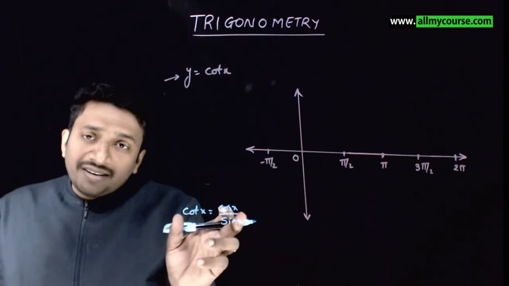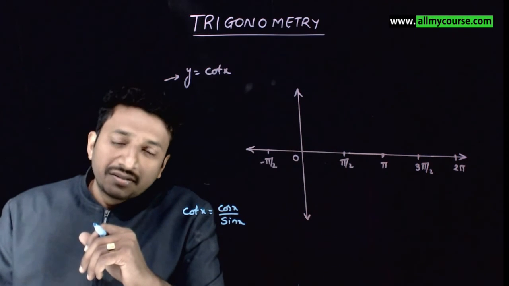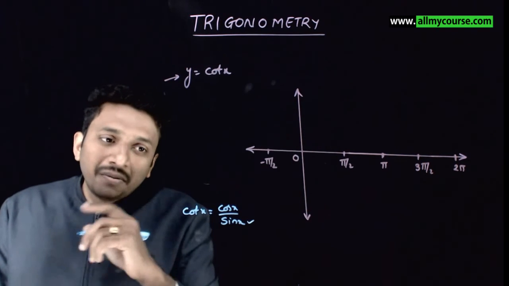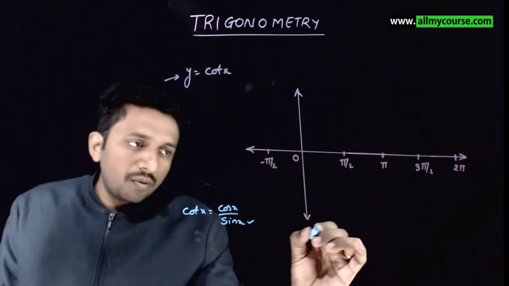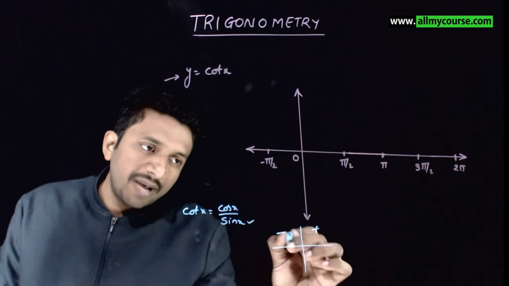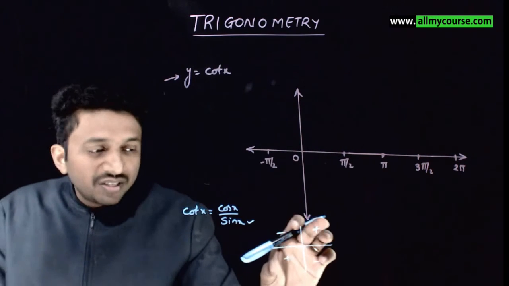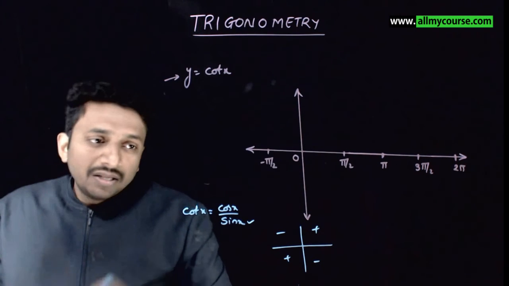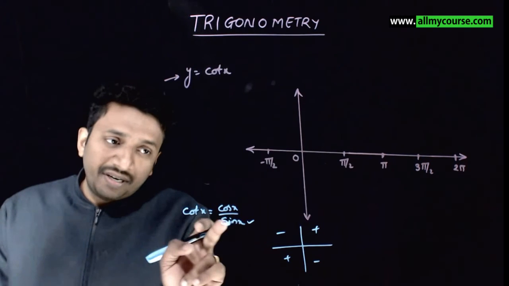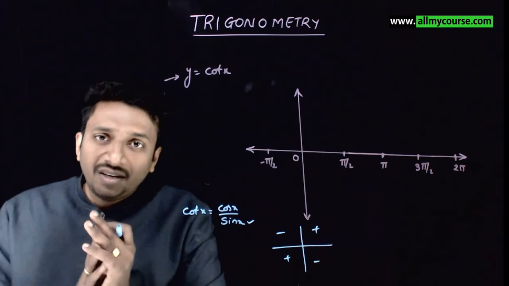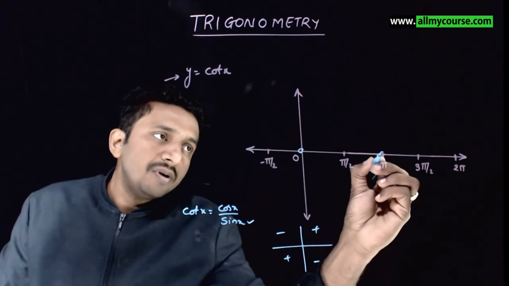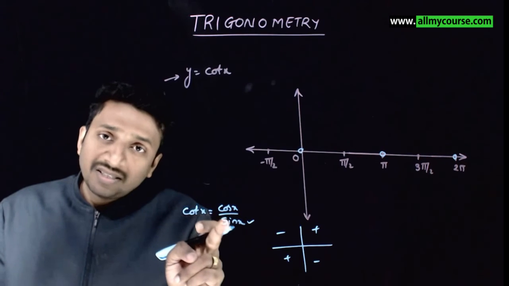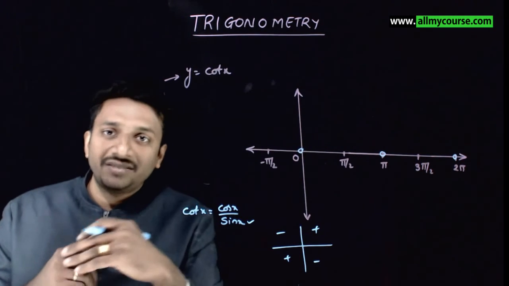So finally, let us look at the graph of y equals cot x. We know that cot x is cos x by sin x. So whenever sin x is equal to 0, cot x will not be defined. And the quadrant diagram for cot x will be plus minus plus minus. Cot x is positive in the first and third quadrants, negative in the second and fourth quadrants. So now, where is cot x not defined? Wherever sin x is equal to 0, that is x equals 0, pi, 2 pi, and so on. At integer multiples of pi, sin x will be equal to 0, hence cot x is not defined.